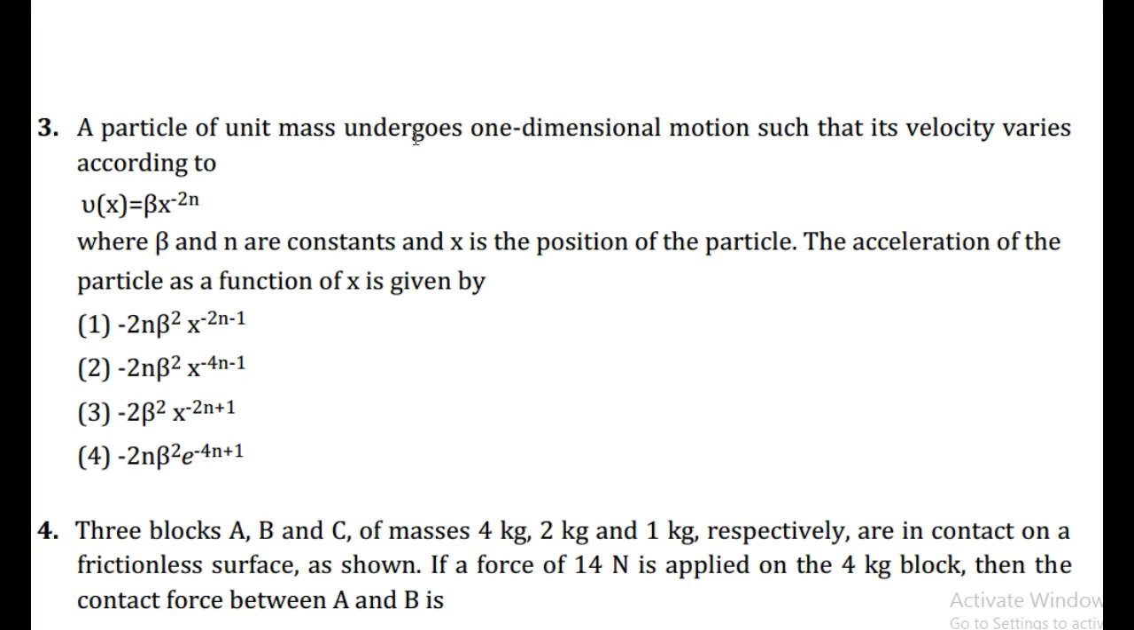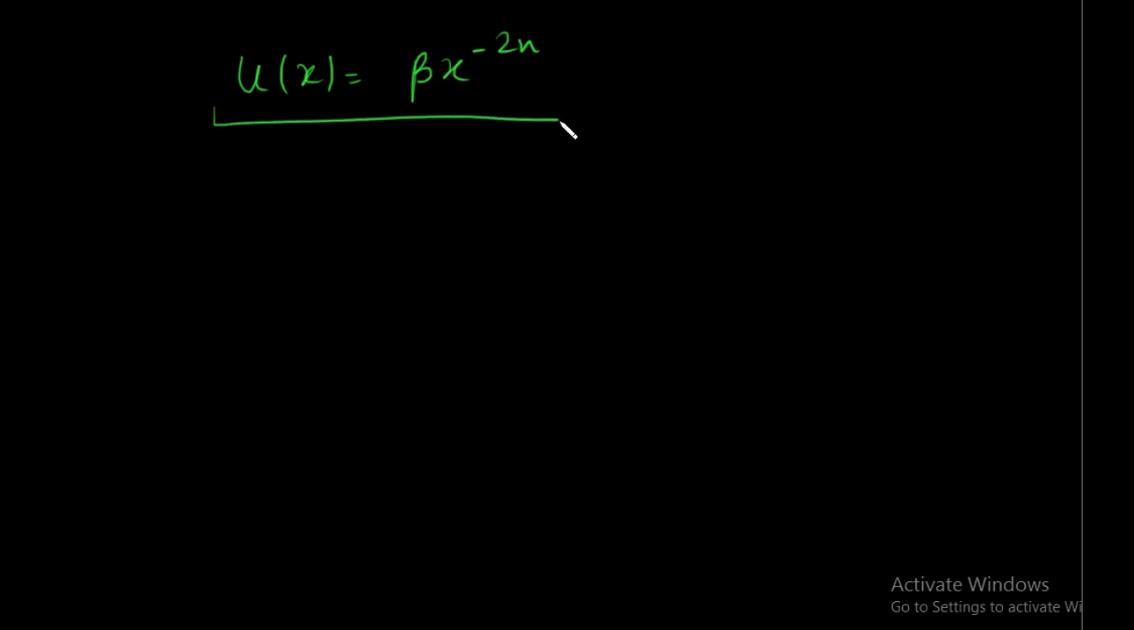Okay, so now this is the next question. You have to read the question very carefully. A particle of unit mass undergoes one-dimensional motion such that its velocity varies according to v as a function of x equal to beta x to the power minus 2n, where beta and n are constants. Beta and n are given as constants, they are not varying, and x is the position of the particle. Acceleration we have to calculate. So this is the velocity and we have to calculate the acceleration.